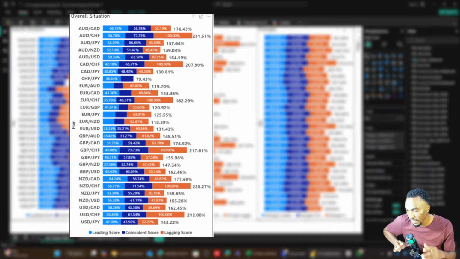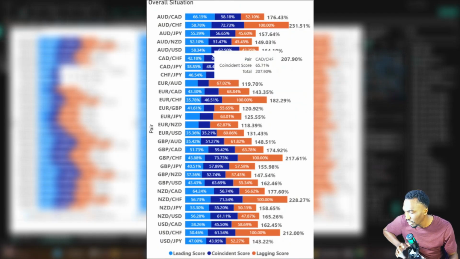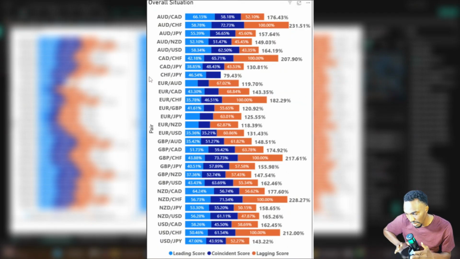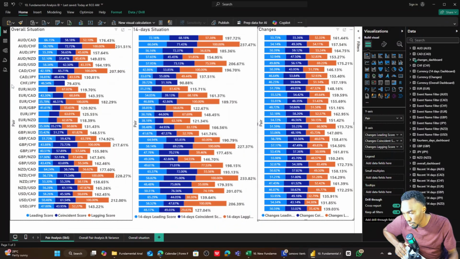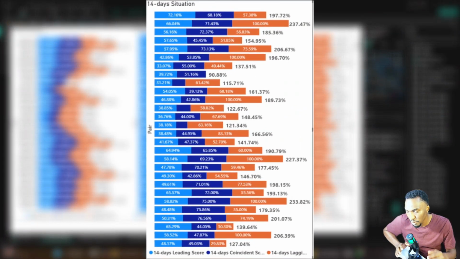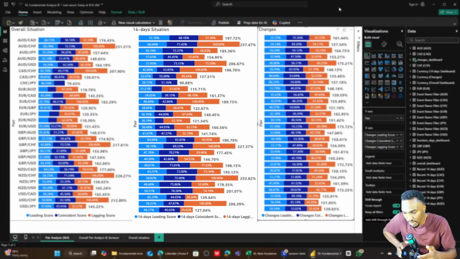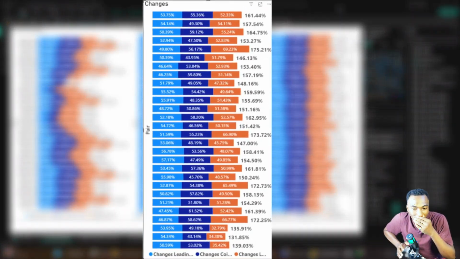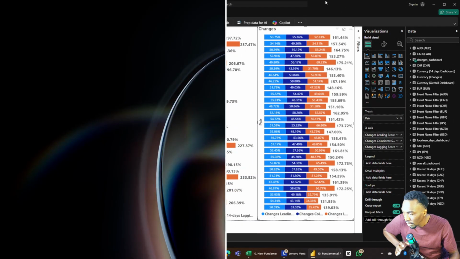Now, I have the economic situation as of now, which is a collection of every news right now. And then I have a 14-day situation, which is the middle chart, that has to do with what has been happening in the past 14 days. Is it still heading in the same direction as the overall, or is it changing direction? And then the changes is the last one. So I can easily tell if the change is occurring just by looking at the changes before I even look at the 14 days and the overall.